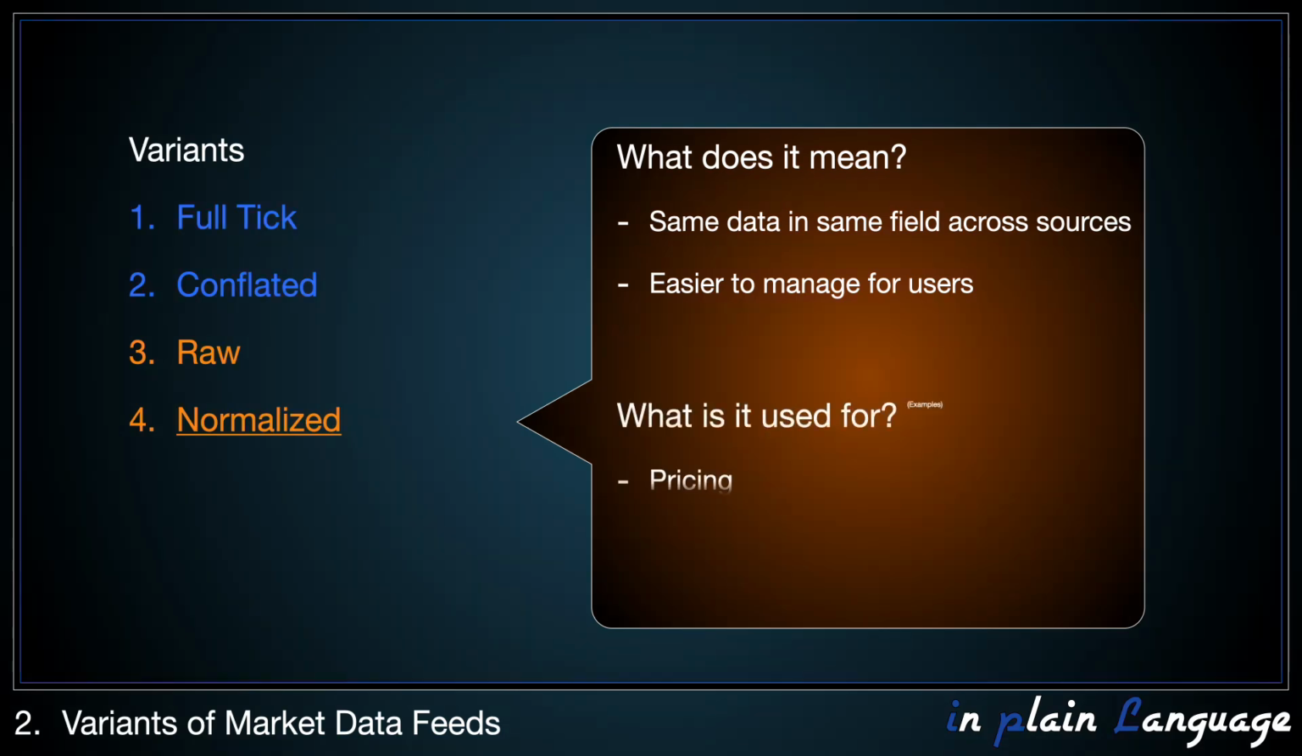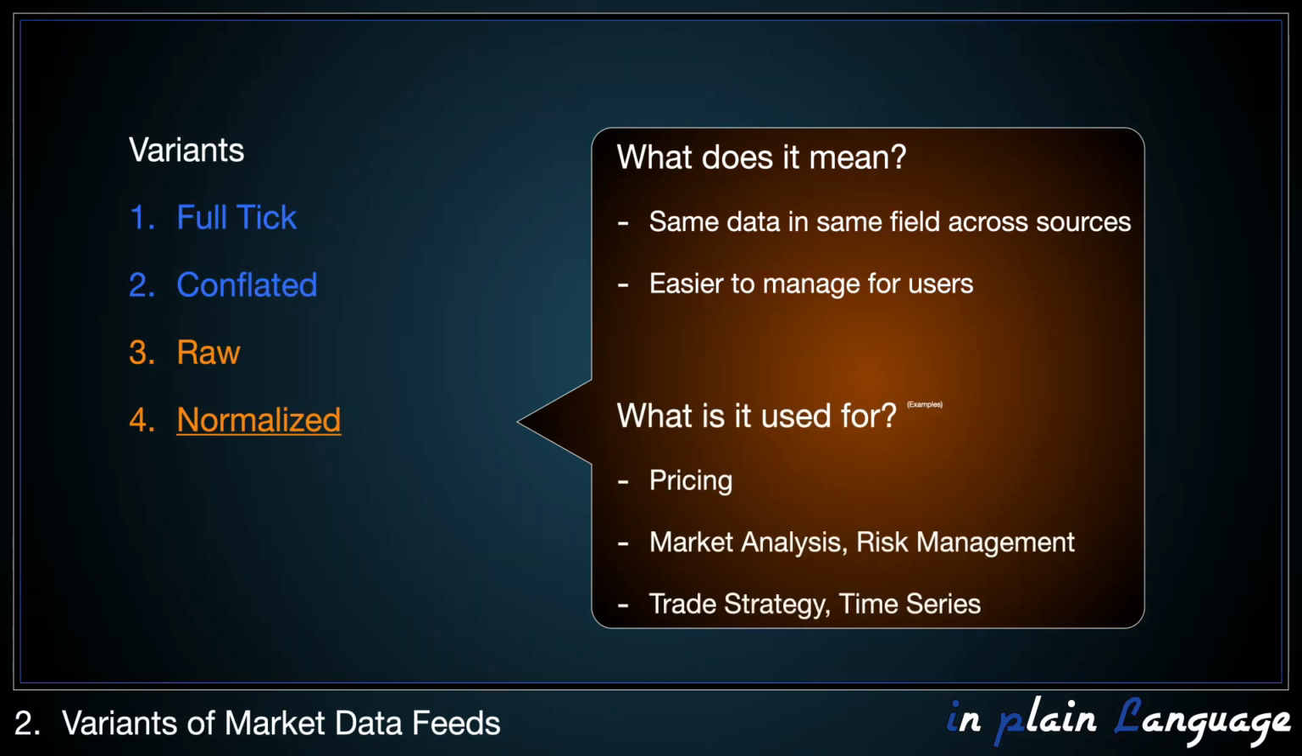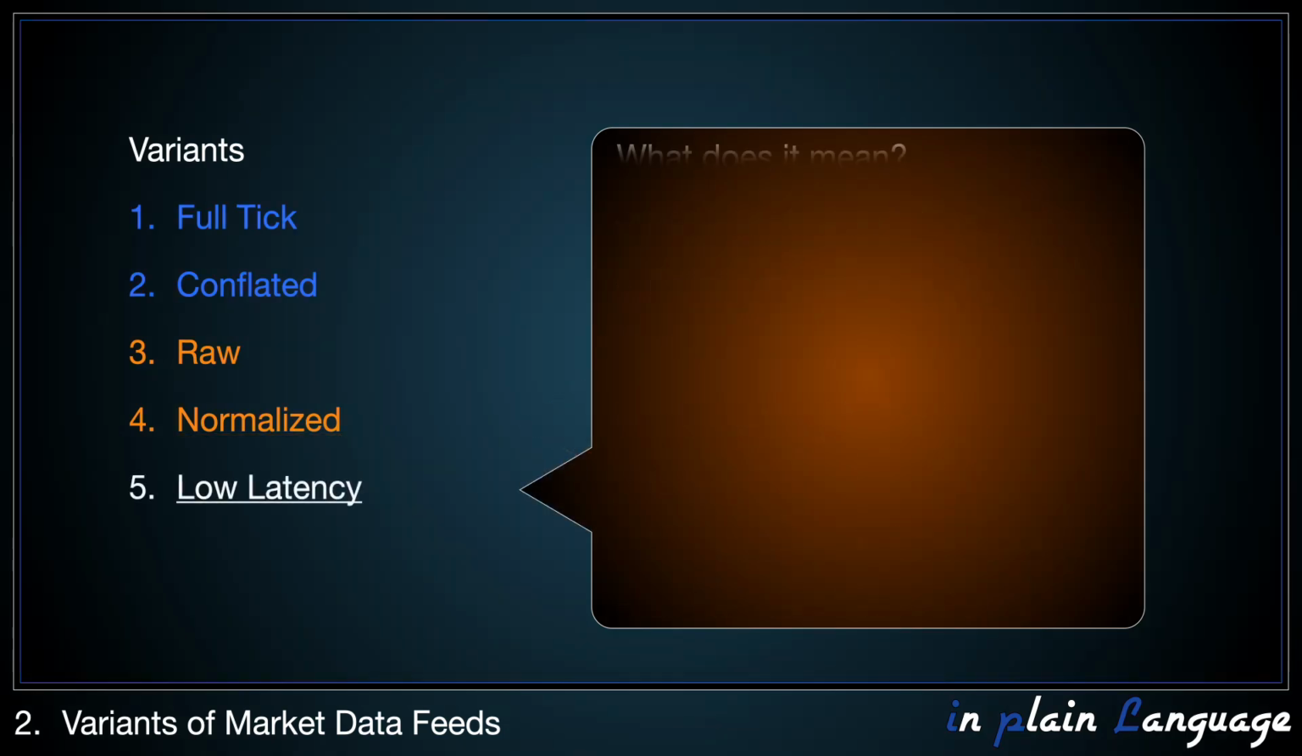Use cases are identical to the previously mentioned full tick and conflated feed variants. We looked at quality of service, quality of life, what's left but speed. First, let's look at low latency feeds.